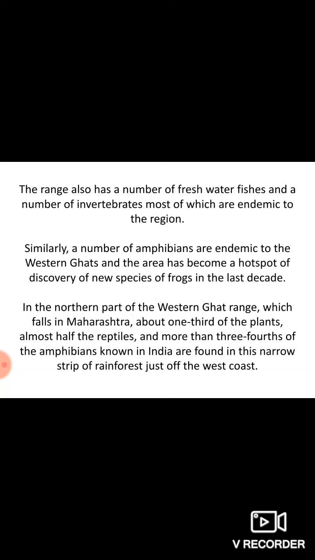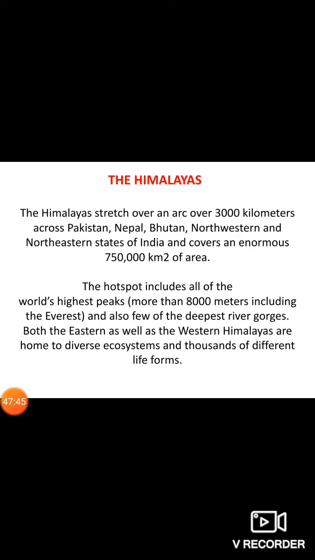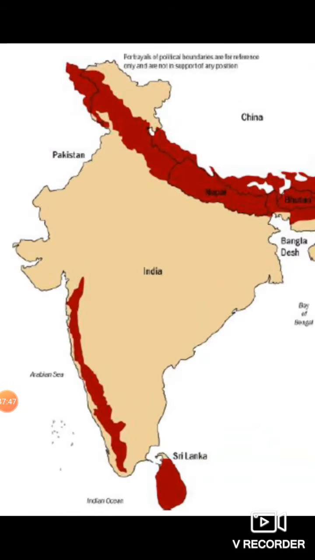So the northern part of the Western Ghat range, which falls in Maharashtra, about one third of the plants, almost half the reptiles, and more than three-fourths of the amphibians known in India are found in this narrow strip of rainforest just off the west coast. This is the portion that we are referring to, right?